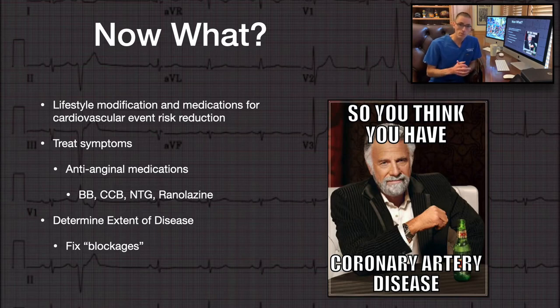However, in this patient with obstructive coronary disease who came in with symptoms, we also need to treat their symptoms. And we can do that with anti-anginal medications, and there's 4 different types of anti-anginal medications. There's beta blockers, calcium channel blockers, nitrates, and ranolazine. In this patient with presumed obstructive coronary disease, we may also want to determine the extent of their disease with some additional testing and potentially even go in and fix some blockages.